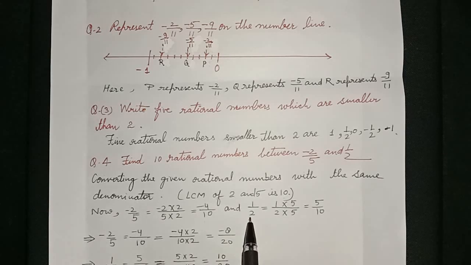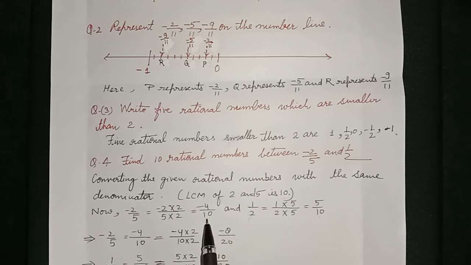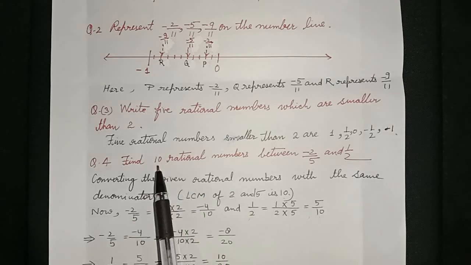Now we will make denominator 10 of the rational number 1 by 2. To make denominator 10, we will multiply this 2 with 5 and 1 with 5. And we get 5 upon 10. Now you can see both the denominators are same. You want to write 10 rational numbers.